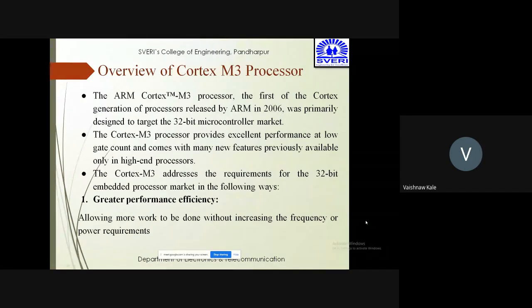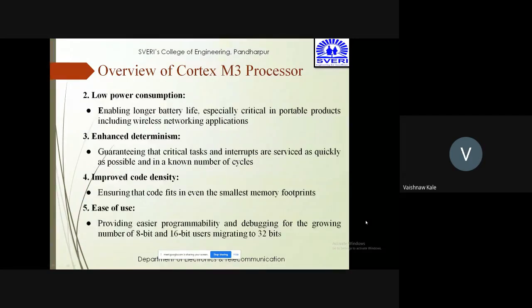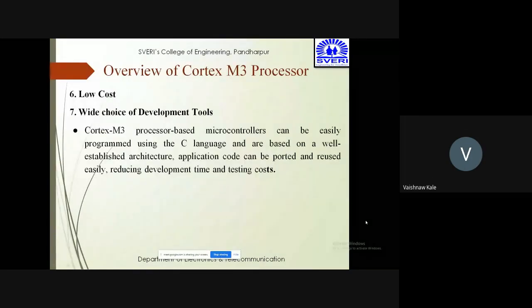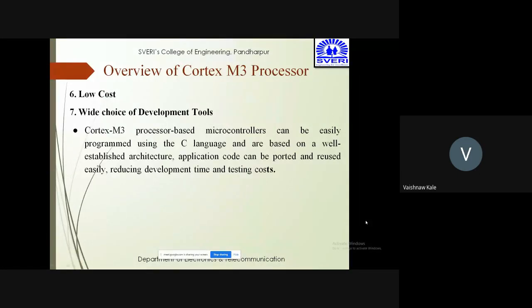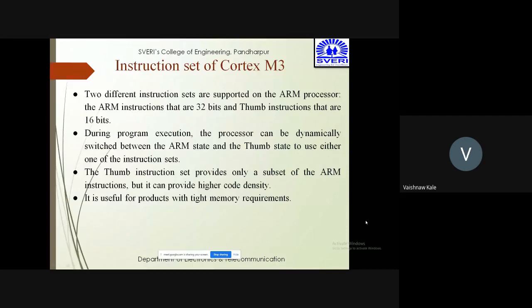So these are the things with the performance, how the performance of M3 is higher. One is greater performance efficiency, which allows more work to be done without increasing the frequency or the power requirement. Then low power consumption, enhanced determinism, improved code density, ease of use, low cost, and a wide choice of development tools. So these are some of the performance benefits.